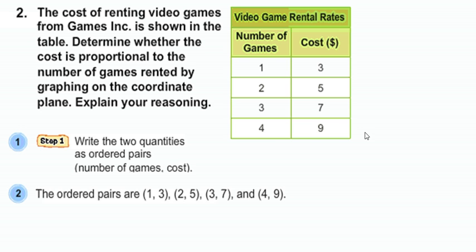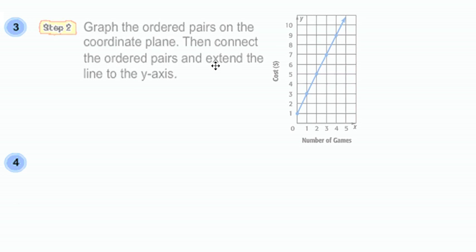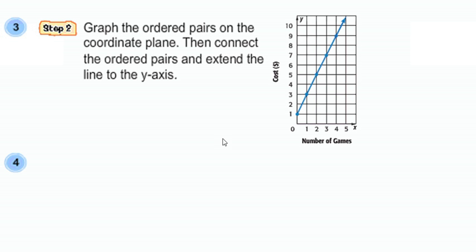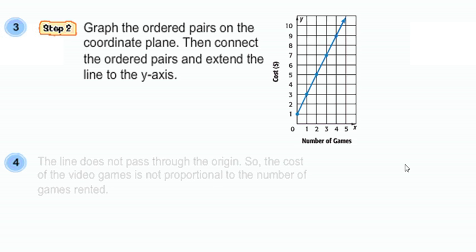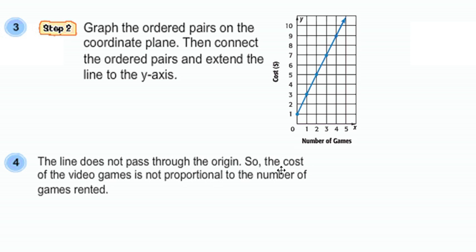Now you can graph these points. So here's our graph that we come up with after we used those points as coordinate grids. Notice it does go in a straight line. However, it does not pass through the origin, which is right here at 0 comma 0. So this is my origin right here. So it's not considered proportional.